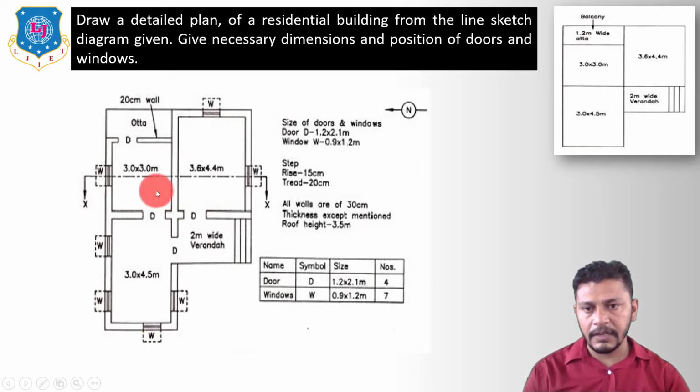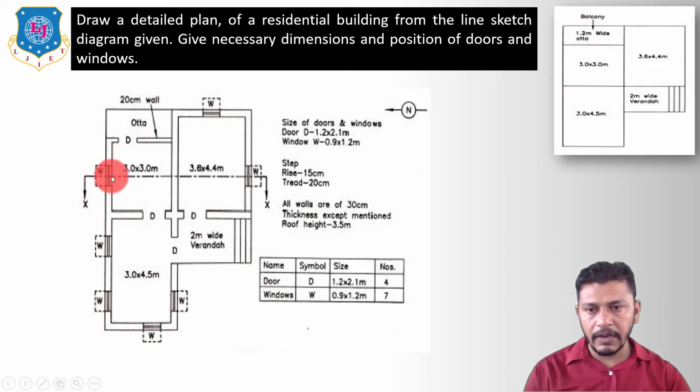Now let us take the length from this line to this line. The internal length of this is 3 meter plus 4.5 meter, that is 7.5 meter. So to derive the maximum length between this edge and this edge, we have to add the thickness of this wall and this wall, and most probably the main walls are of 30 centimeter size. Okay, and the partition wall should be taken as 20 centimeter. So all walls are of 30 centimeter thickness except where mentioned, and the roof height is 3.5 meter.